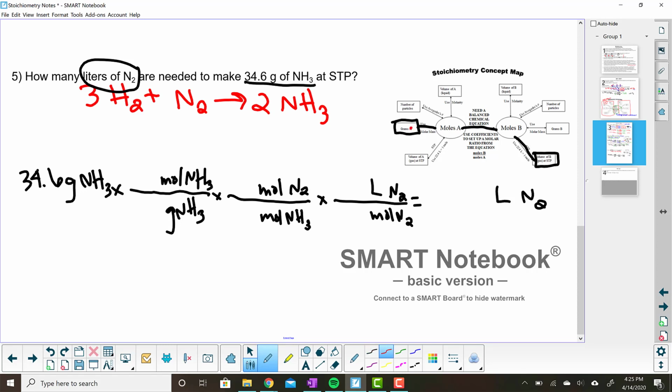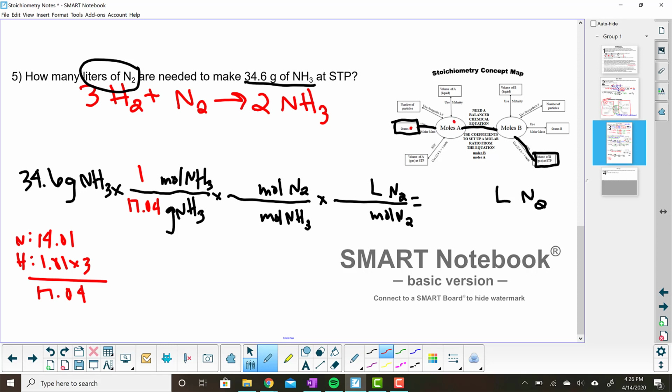To go from grams to moles, you have to use molar mass. Calculate molar mass: it's 14.01, the mass of nitrogen, plus 1.01 times 3, so in total you get 17.04. And that's how many grams of NH3 are in 1 mole of NH3.